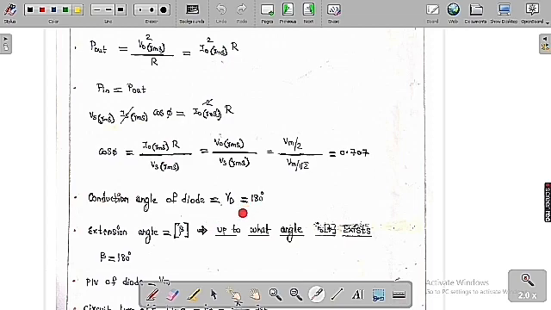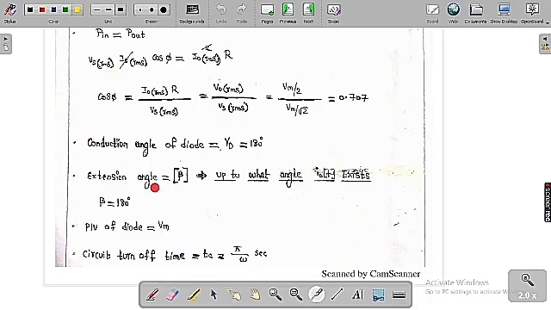So the conduction angle of the diode is equal to 180 degrees. Extension angle is represented by the symbol beta, meaning up to what angle I naught of t exists. See, this indicates that the extension angle is represented by beta.